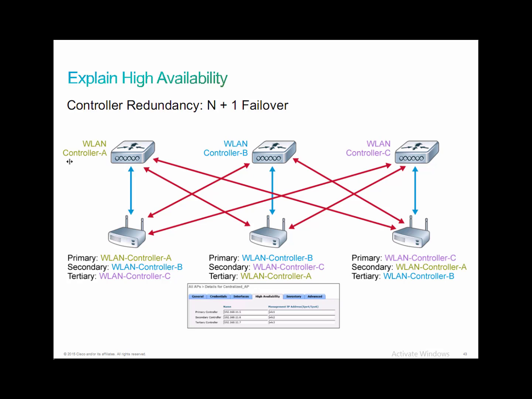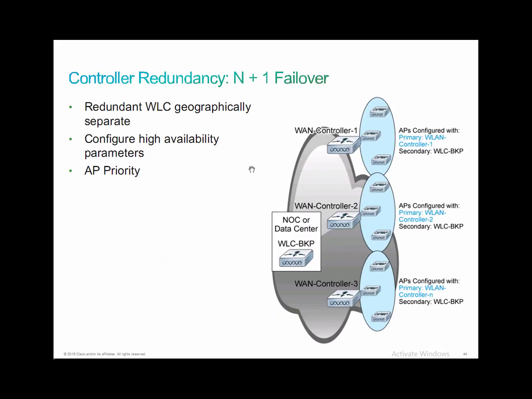Now, if you are going to do N+1 failover, which is what's kind of depicted here, you've got 3 controllers and they're all kind of failing over to each other. The primary for the access points on the left is controller A, failover to B, failover to C, center, controller B, etc. You get the idea. Everybody's kind of scratching everybody's back, making sure that we have the failover.